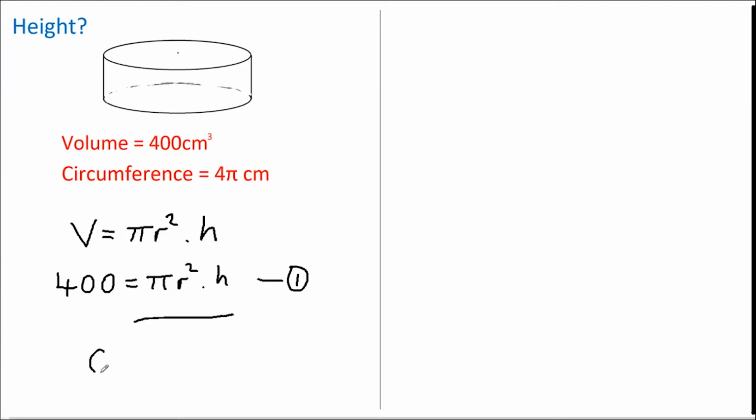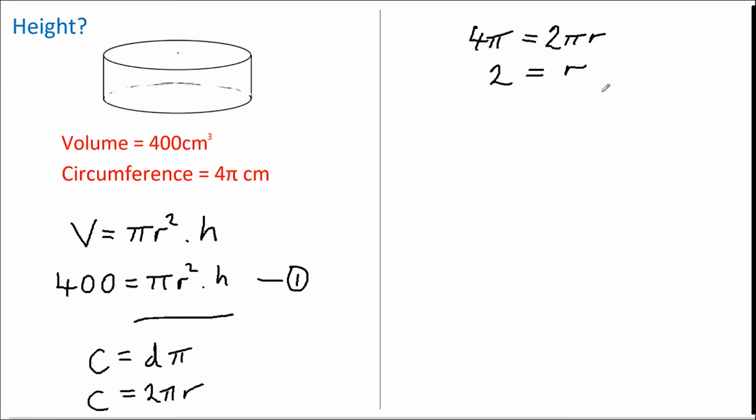The circumference, C, is given by the diameter times pi. Or another way of writing this is the circumference equals 2 pi r, because the diameter is made up of twice the radius. Now we're told that the circumference equals 4 pi, so 4 pi must equal 2 pi r. And if we divide both sides by 2 pi, we get 2 here, and we get r here. So we found out what the radius is, it's 2.